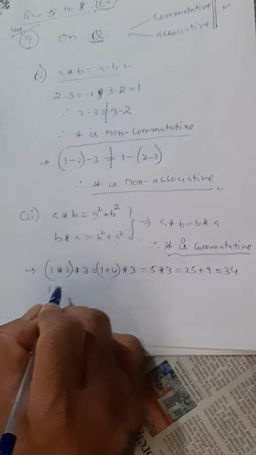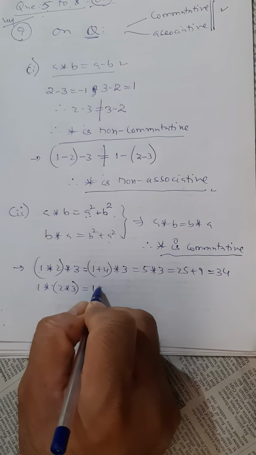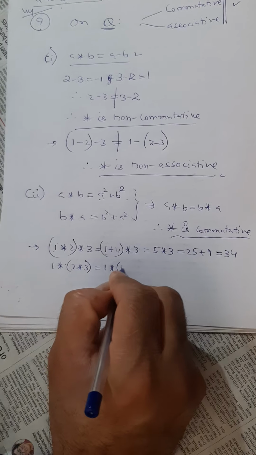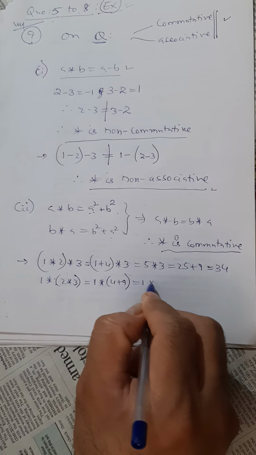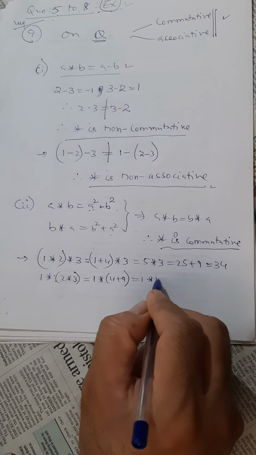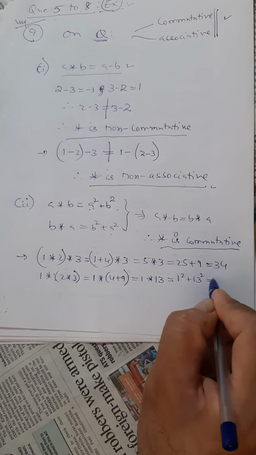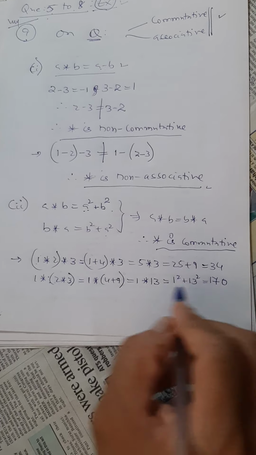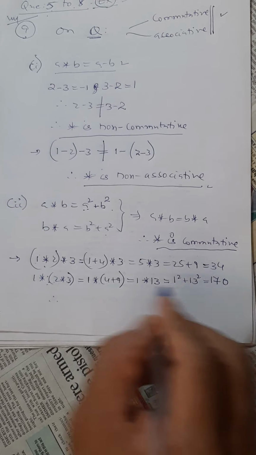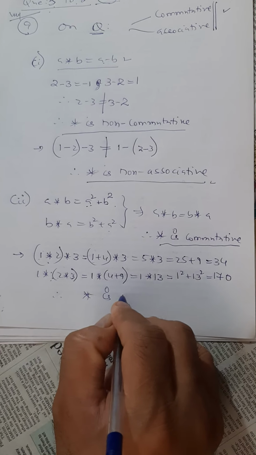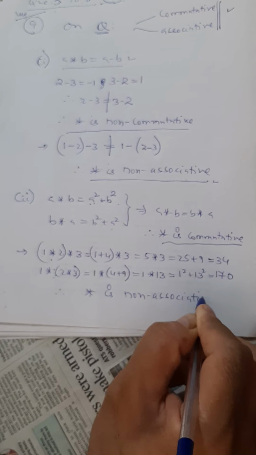If I get 1 star (2 star 3), what is 2 star 3? It is 4 plus 9, 9 plus 4, which is 13. So 1 star 13. Now what is this? 1 square plus 13 square. This is 170, you know. So immediately your conclusion is that these two are not equal. So asterisk is not associative. Non-associative.